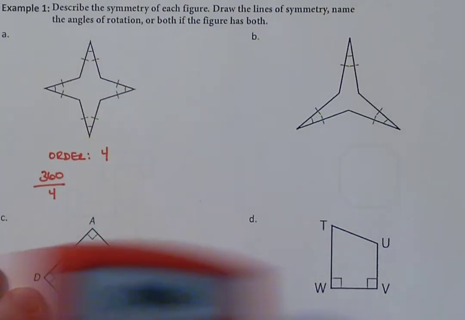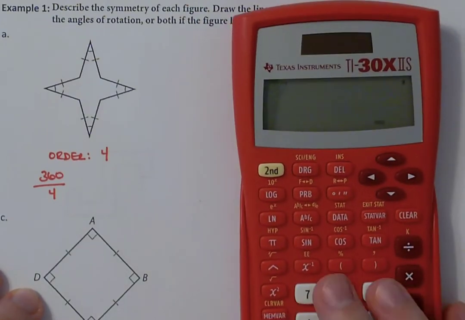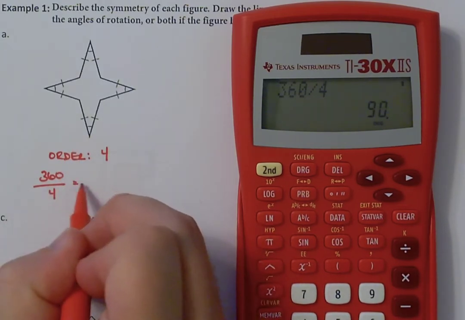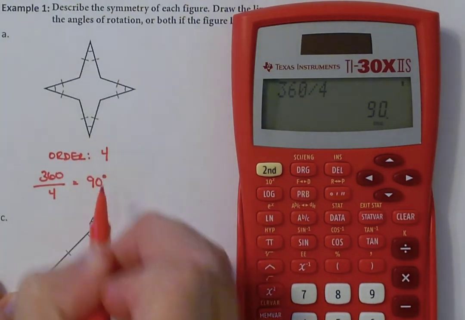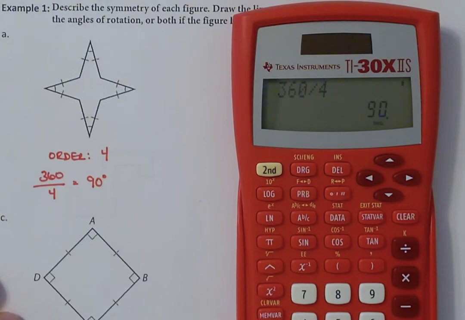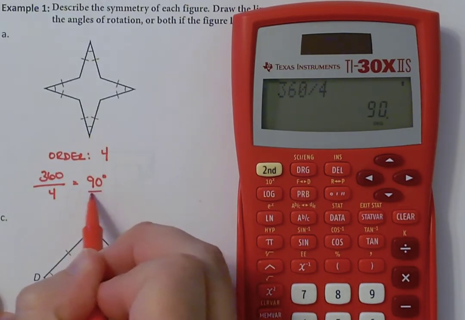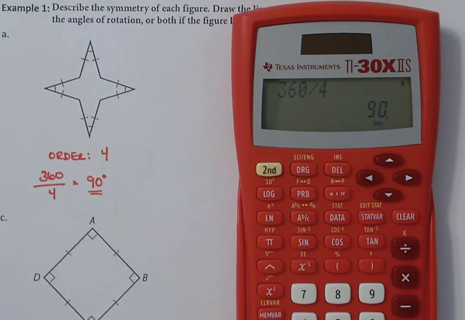So if we do 360 divided by 4, we are going to end up with 90 degrees as our angle of rotational symmetry. Now, some problems just want to know the smallest angle of rotational symmetry, which in this case would be 90, so then you would be good to go and you're done.